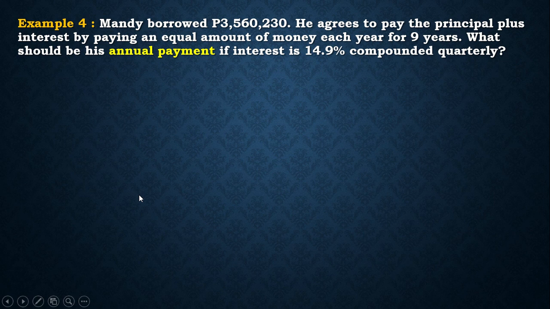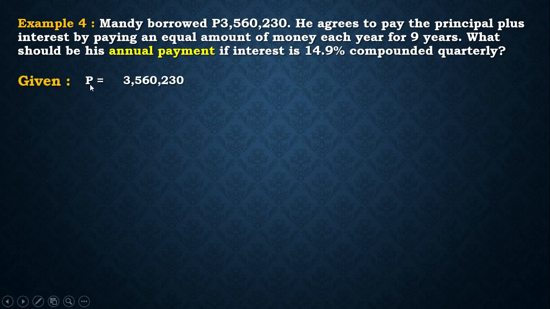Problem: Mandy borrowed 3,560,230. He agrees to pay the principal plus interest by paying an equal amount of money each year for 9 years. What should be his annual payment if interest is 14.9% compounded quarterly? So, annual payment, we're talking about the present value.